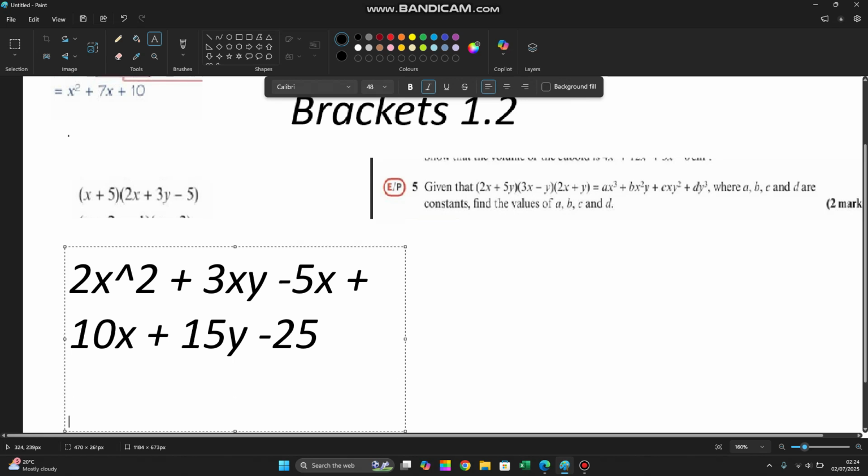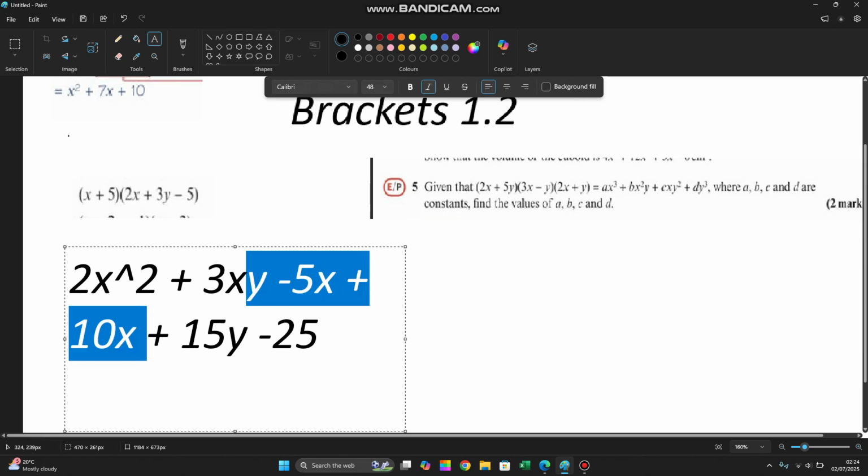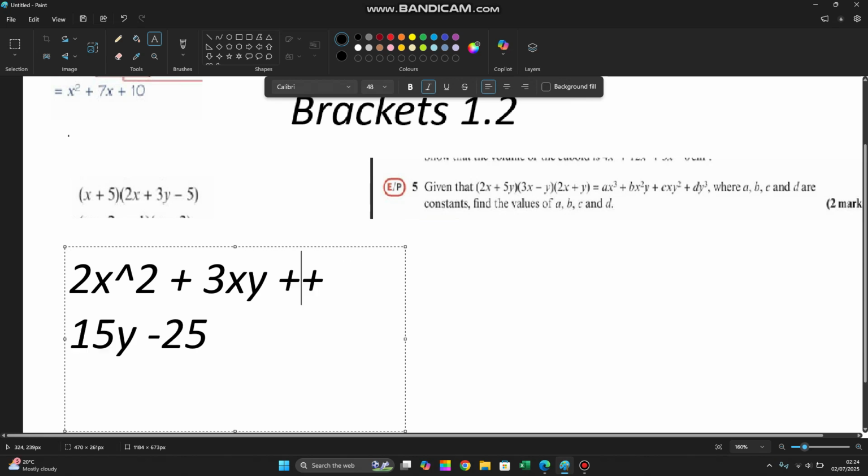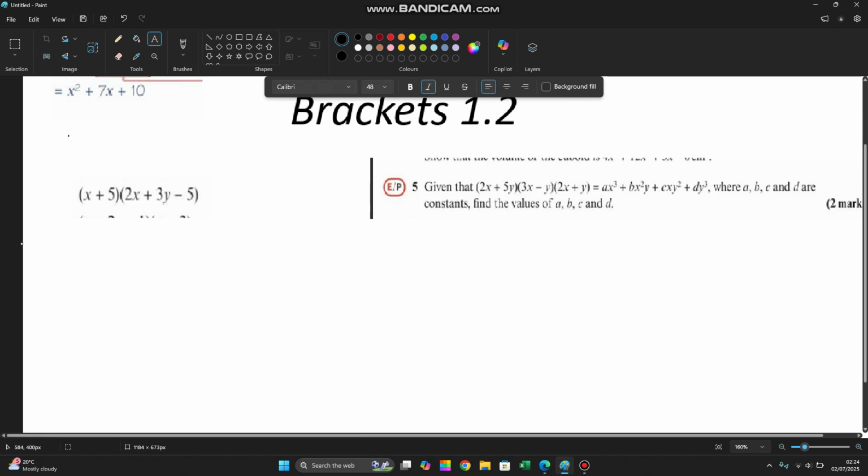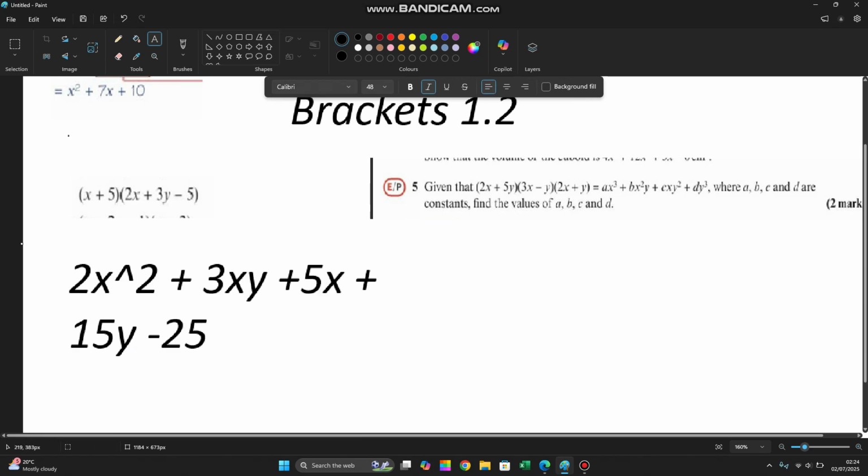Now, we've not finished here because we can simplify. We have the 5x and the 10x, which will just give us, I'll just remove this here, plus 5x. So this is our final answer, 2x squared plus 3xy plus 5x plus 15y minus 25.